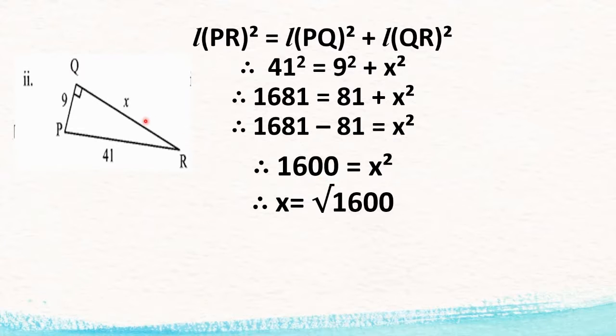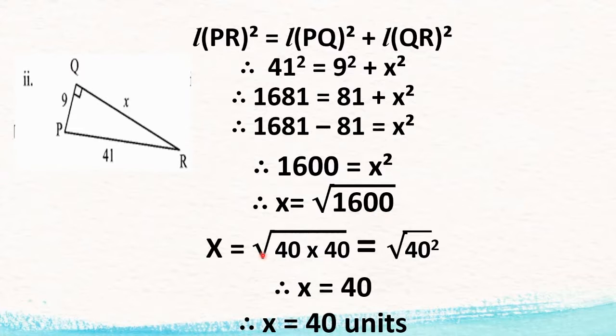So students, here we have to find out the value of x, and here we have x square. Now we will take square root of 1600. So x is equal to square root of 1600. Now we will further factorize square root of 1600. So we will get x is equal to square root of 40 multiplied by 40, that is equal to square root of 40 square. Now we can easily cancel square and square root. Therefore x is equal to 40 units.